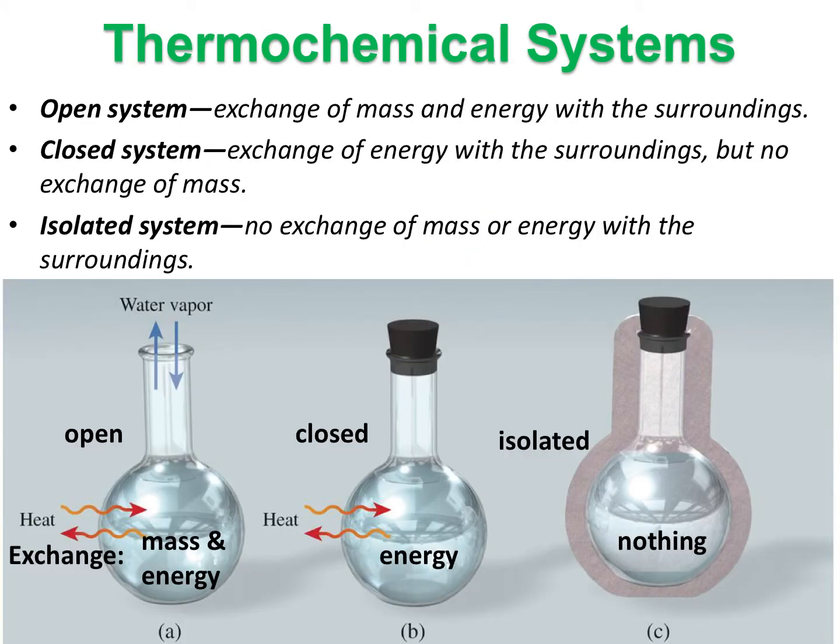Thermochemical systems. There are 3 types of thermochemical systems: open, closed, and isolated. The open system can exchange both mass and energy with its surroundings. The closed system can only exchange energy with its surroundings, and there is no exchange of mass. The isolated system does not exchange either mass or energy with its surroundings. If we can create an isolated system, we can more easily study thermochemical processes.